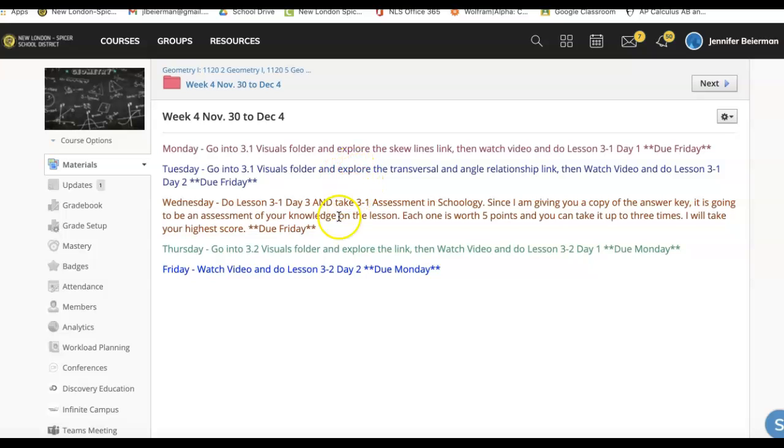That'll go into the gradebook as 5 points, and your homework or the daily lessons will only be counted as 1 point. Thursday, there's another folder that you can go into, and there's a link in there that you can just kind of explore. And then Friday is to watch the video and then do that assignment.